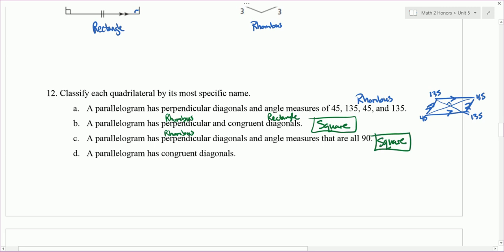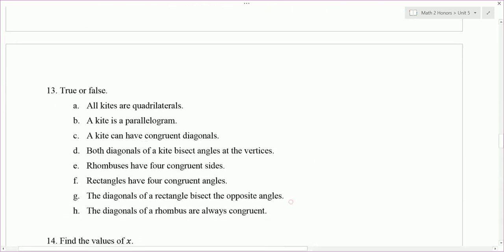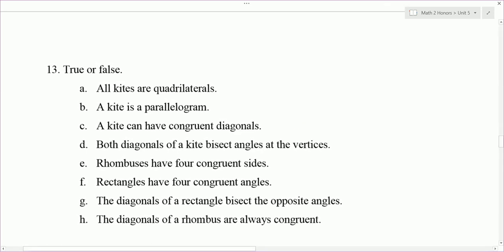A parallelogram has congruent diagonals. So if they just have congruent diagonals, that's a rectangle, as we mentioned before. True or false? All kites are quadrilaterals. That is true by definition.